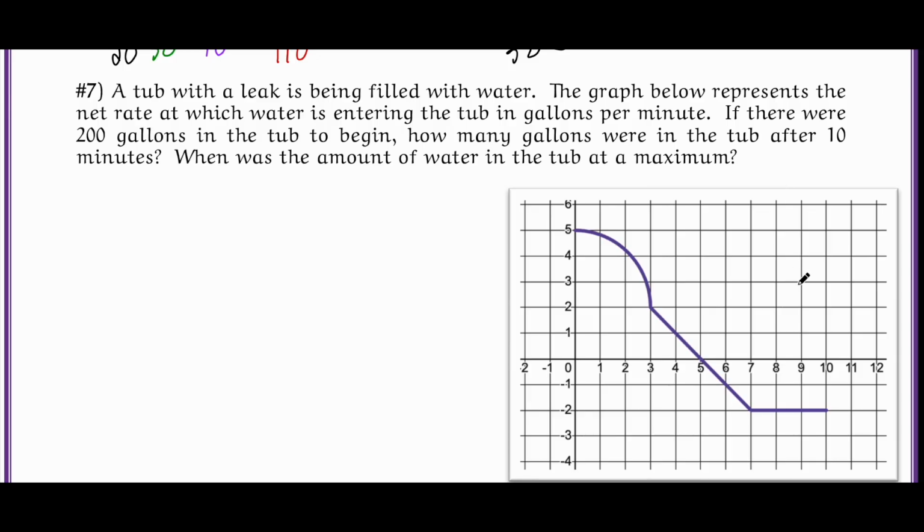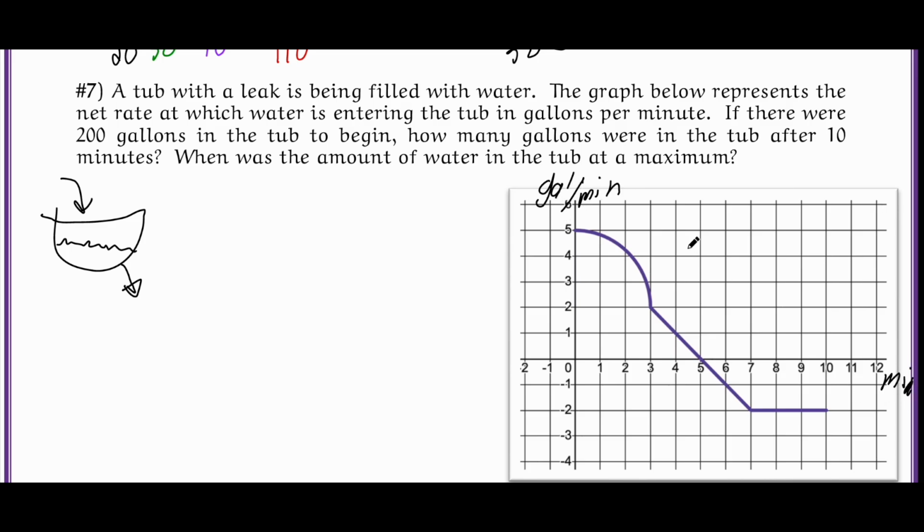Okay, the last type of problem we're going to work with today. A tub with a leak is being filled with water. So we have a tub. It might have some water in it, but water is going in, and as it leaks, the water is also going out of it. And the graph below represents the net rate at which water is entering the tub in gallons per minute. So we have gallons per minute and minutes.